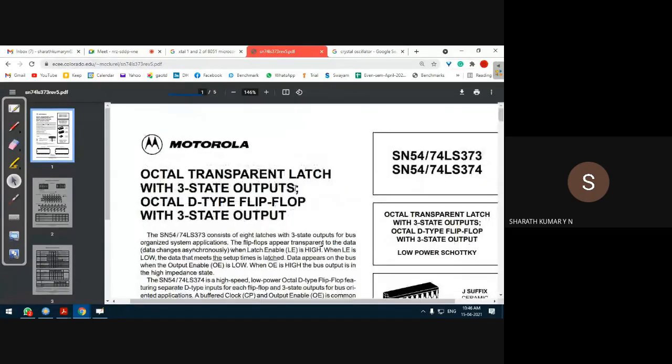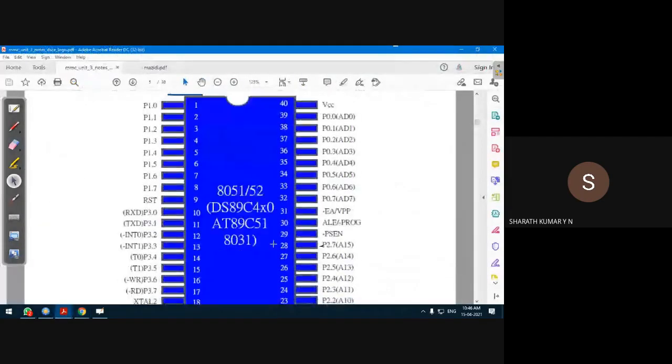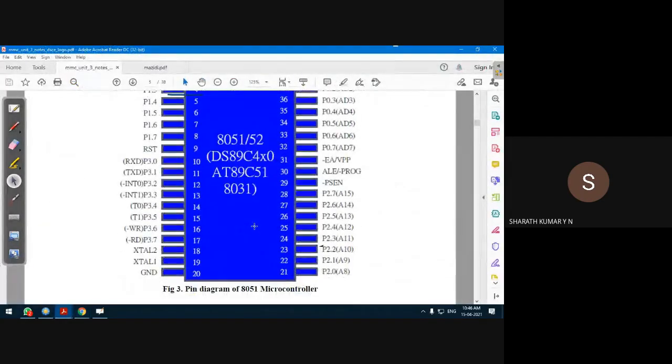Anyway, with that we completed the pin diagram. These are the various pins of a microcontroller, which we make use of for our regular interfacing purposes.